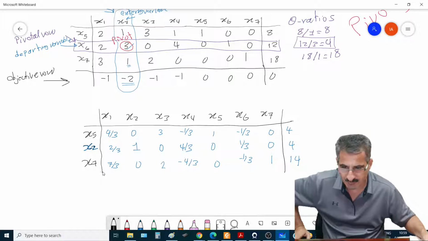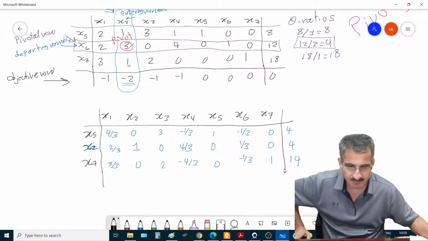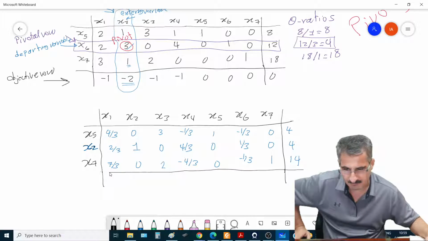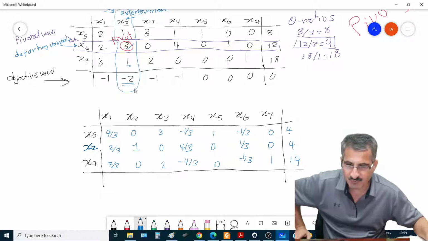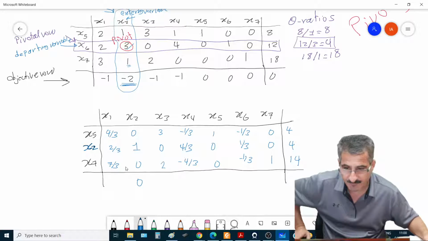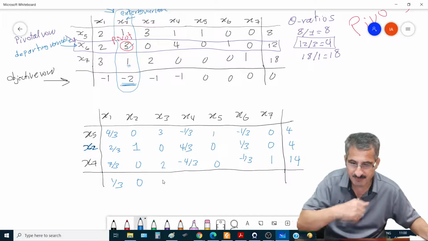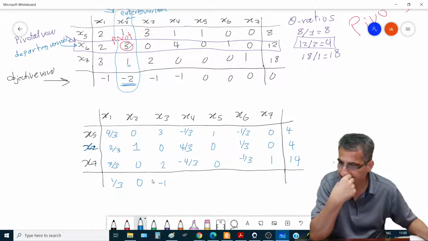We need to work that for the objective row also. Okay, let's see. We multiply 1 by 2 and then add to get rid of that one, so we get 0. So multiply this by 2, we get 4 over 3, add to -1, so we get 1 over 3. Multiply this by 2 and add, we get -1.